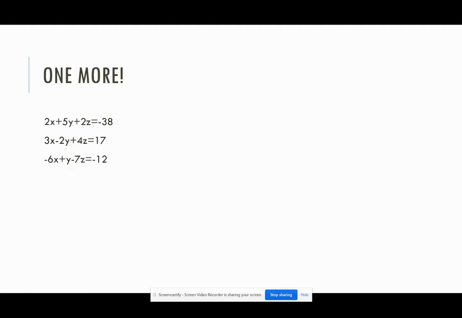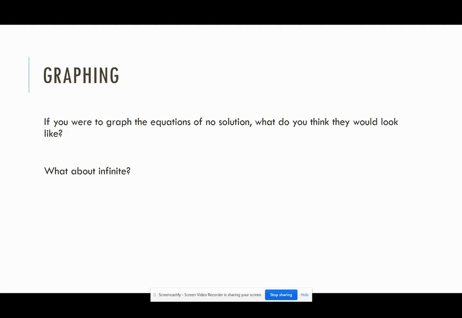So let's look at graphing. If you were to graph the equations of no solution, what do you think it would look like? Answer that question for me. No solution means they don't cross ever. When lines don't cross ever, that's going to be parallel lines. Any two lines you have are going to cross at some point somewhere unless they are parallel.